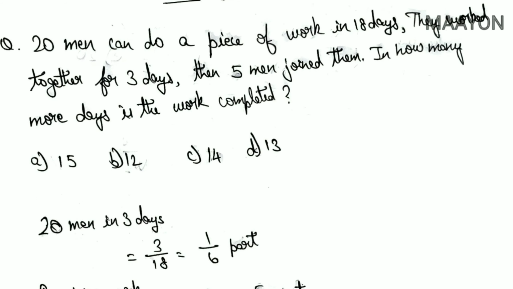First model, 20 men can do a piece of work in 18 days. They work together for 3 days. Then 5 men join them. In how many more days is the work completed? A 15, B 12, C 14, D 13.